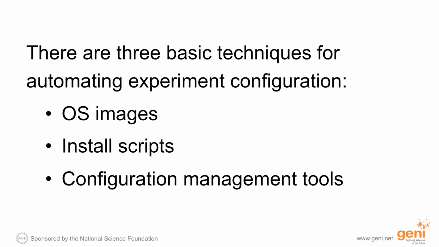There are three basic techniques to use when automating GENI experiments. They are creating custom OS images, creating scripts that run at node boot time, which are called install scripts, or using open source configuration management tools such as Chef or Ansible. Let's talk about them one at a time.